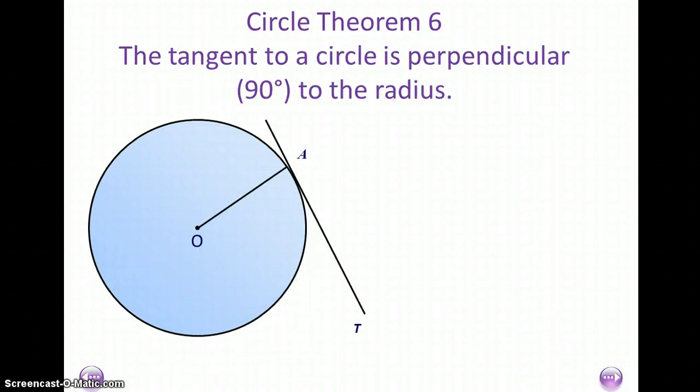Circle theorem 6. The tangent to a circle is perpendicular to the radius. The line AT, this one here, is the tangent, and OA, this line here, is the radius. So this angle here is 90 degrees.